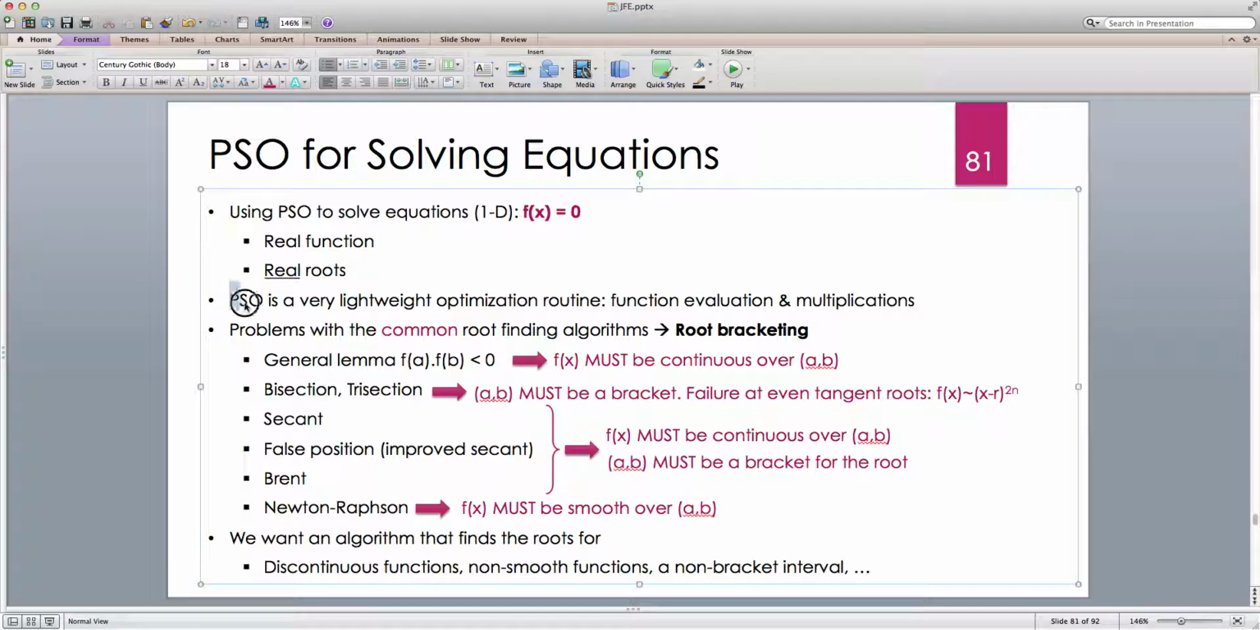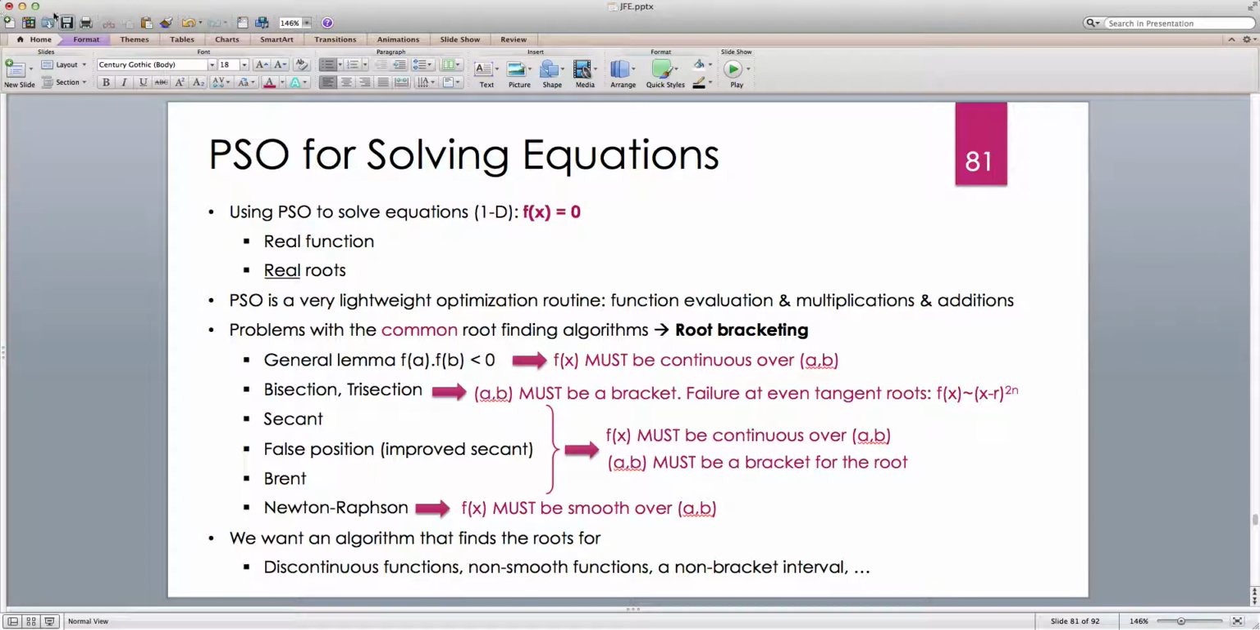Now PSO is a very lightweight optimization routine. It's just a bunch of multiplications, summations, and function evaluations. There is nothing else, and we cannot get away with anything less than this, right? Any root finding algorithm eventually has to evaluate the function. We cannot get away with evaluating the function or doing some extra math, extra multiplications or additions, and so on, right? So these are the basics, the bare minimum that we need.